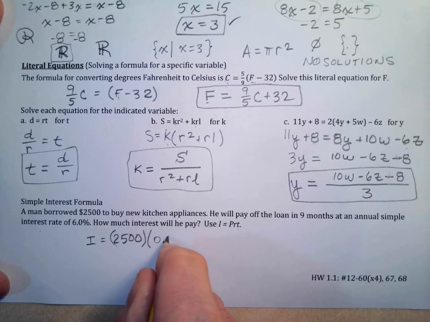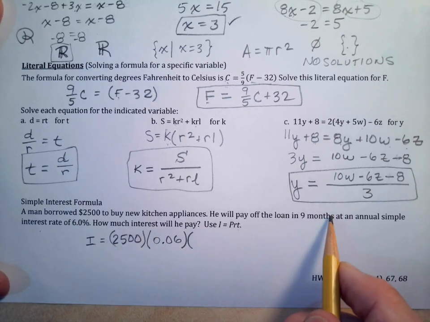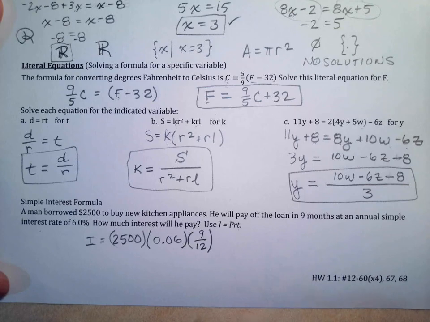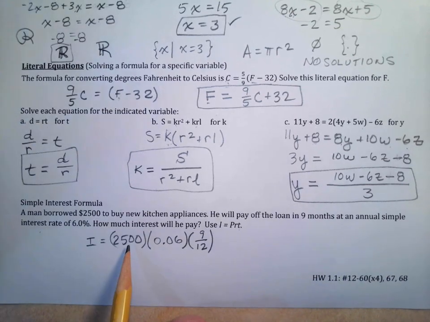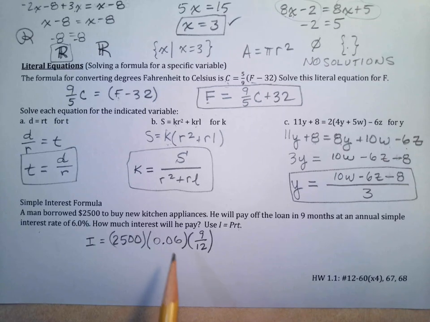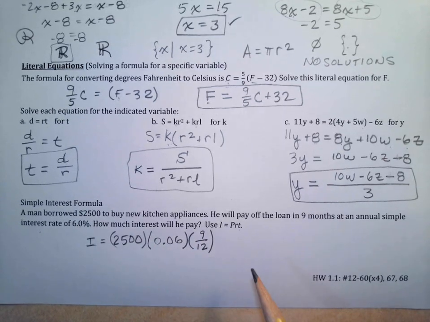So 0.06. And then how much time? Well, it's 9 months. But we have to write that as a fraction, so 9/12 of a year. We have to write it as how many years. So it's the dollar amount borrowed, the annual interest rate, and then the number of years. So 9/12 is the number of years.